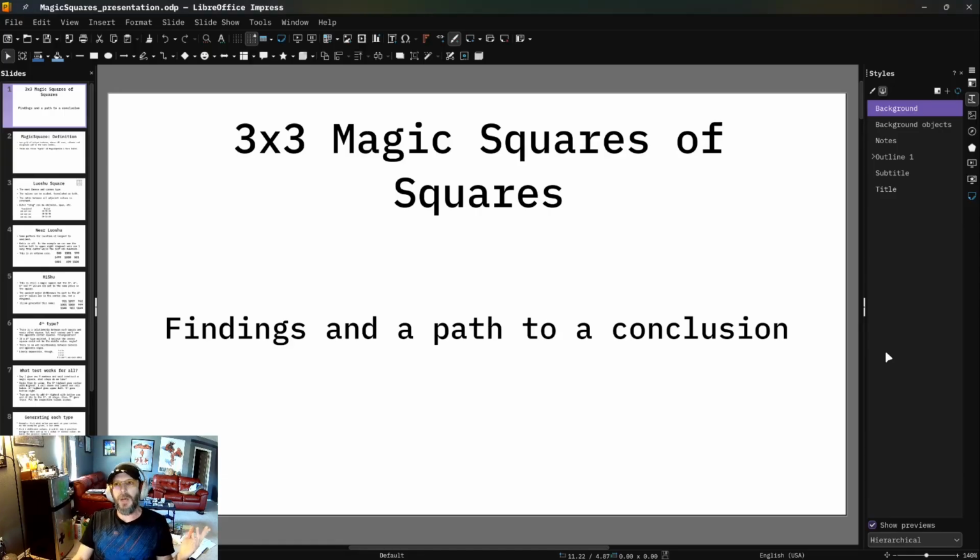So getting to it, the problem is the 3 by 3 magic square of squares. If you're not familiar with a magic square, it is just a configuration. In this case, I'm only going to be covering the 3 by 3 configuration, where all rows, columns, and diagonals of the 3 by 3 add up to the same number. This is actually fairly easy to do, and they're actually somewhat common.